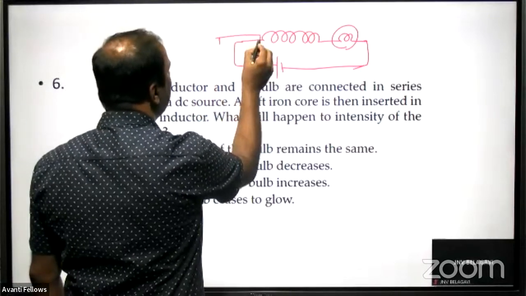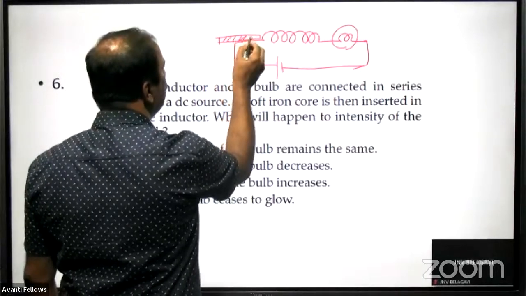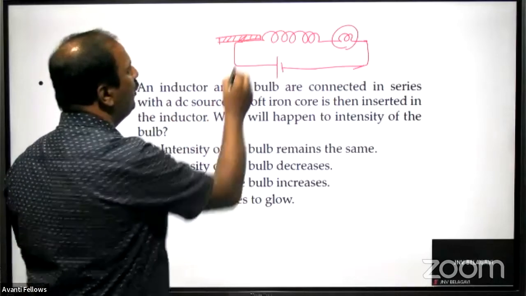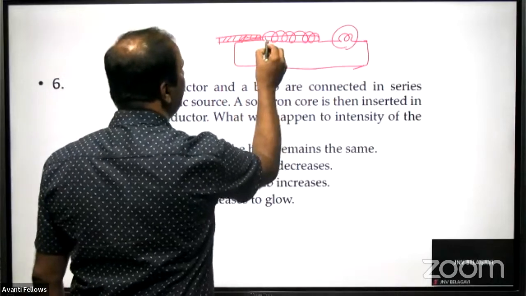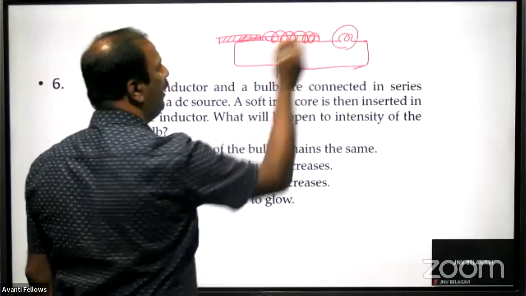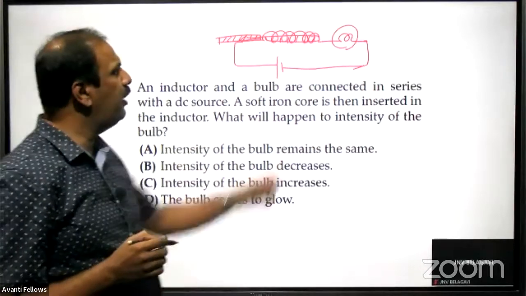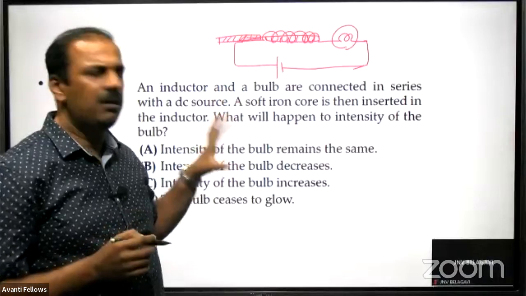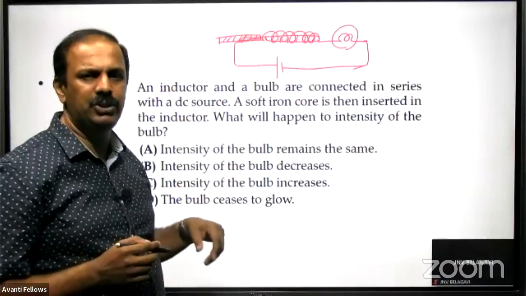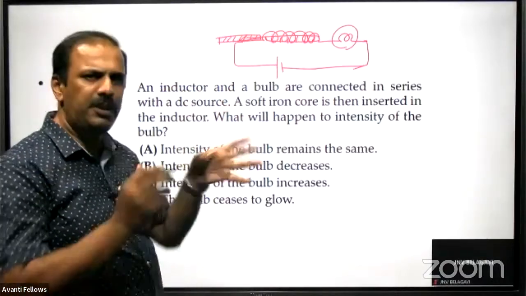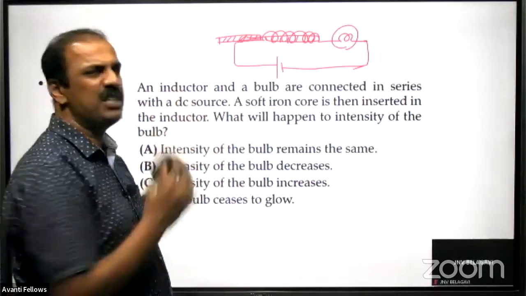So here we have a soft iron core, and you are inserting the soft iron core inside this one. So what will happen to the intensity of the bulb? That's the question. This is a question which is asked from so many years. A little bit changes can come, but the basic concept is this one only.